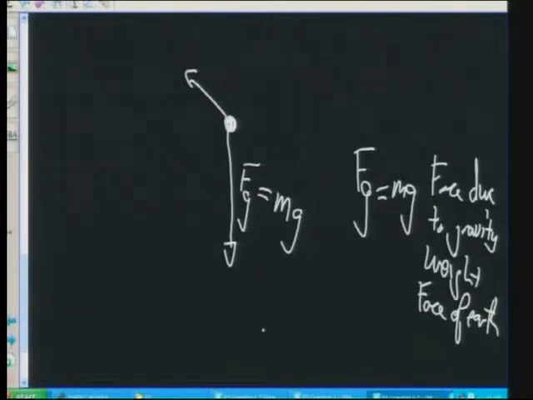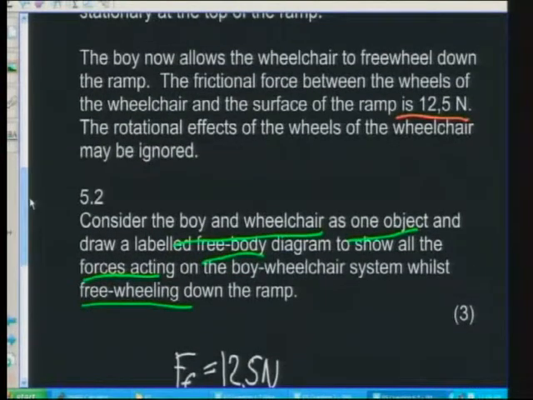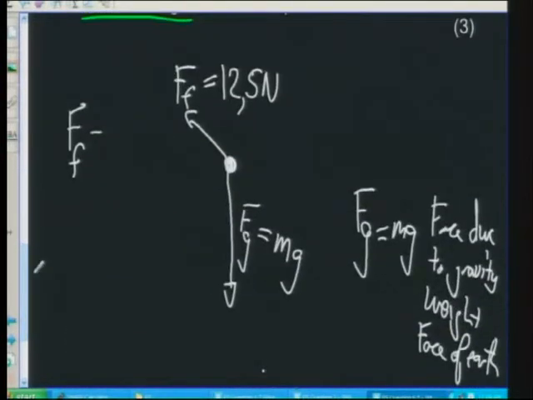And we're going to say this is the force FF, which is the frictional force. We could even put in the value, which is 12,5 newtons. It's not really required, but just for our own working, and we know that it's 12,5 up the slope. Just so that we've got that clear, this is the frictional force.